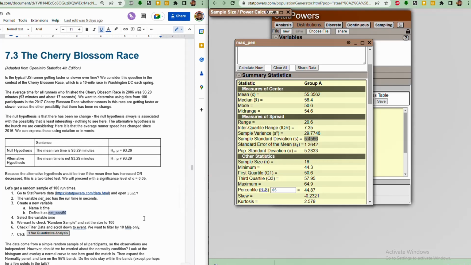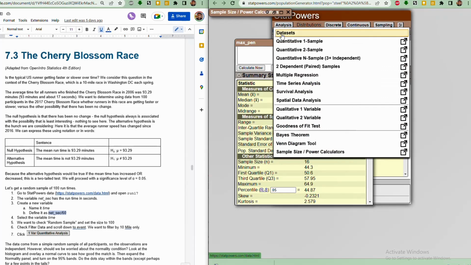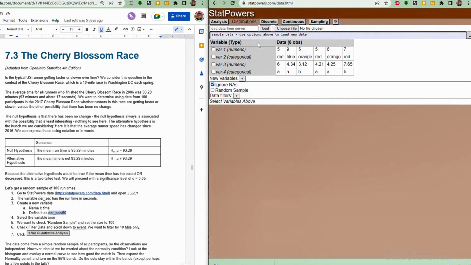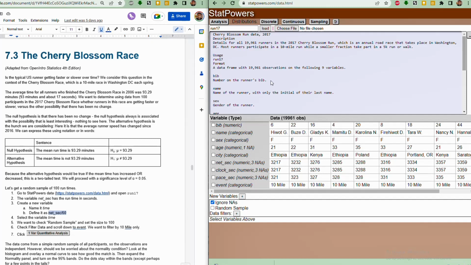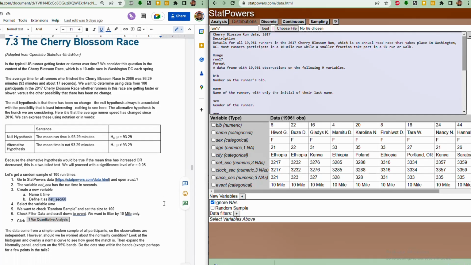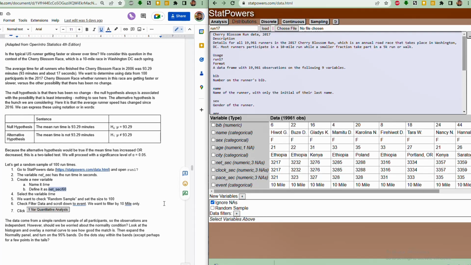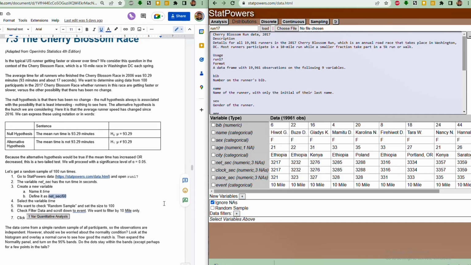The last part is actually fairly similar. It's a t-test based on data, so you're going to be opening up the data set called Run 17. The Run 17 is this 10-mile run in Washington D.C., and this is 2017 data. So we're looking to see whether the mean runtime has changed from 93.29.